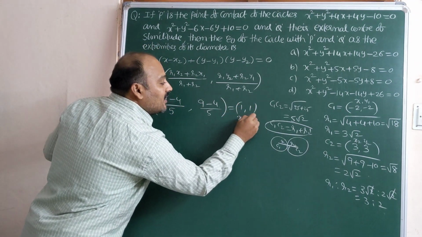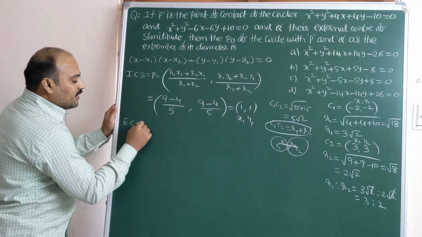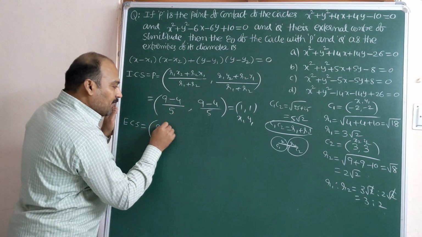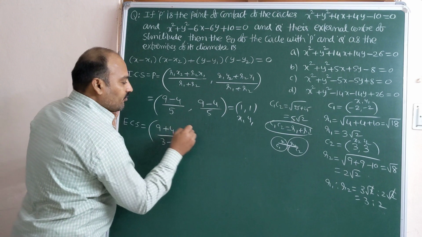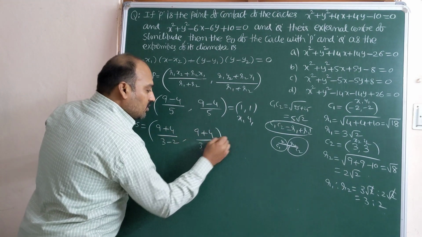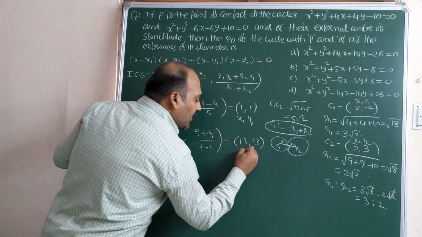This is x1, y1. Next, ECS, the external center of similitude. Wherever there is a minus, you can write it: 9 plus 4 by 3 minus 2. 3 minus 2 is 1. So 13, 13. This is x2, y2.